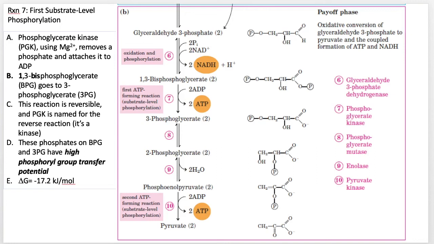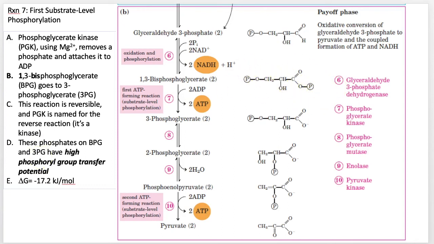If we're going to use an enzyme to physically remove a phosphate from our molecule and stick it onto ADP to make ATP, this is our substrate, and so it's substrate level phosphorylation as opposed to oxidative. Okay, so we need to do that a total of four times. We have two of these molecules, right? So each molecule is going to have each of these phosphates ripped off.